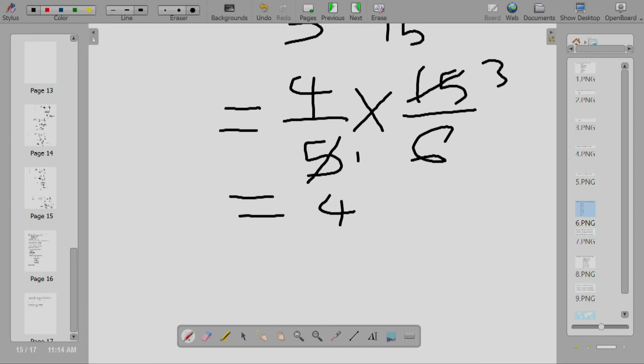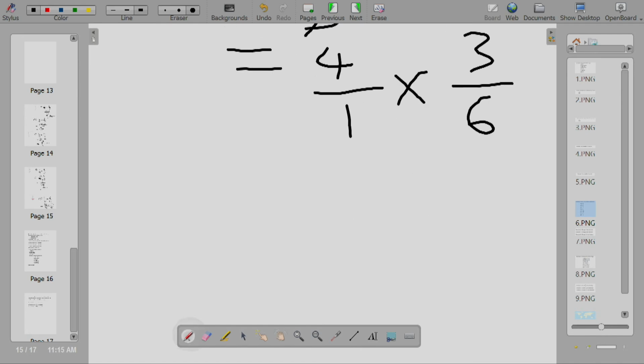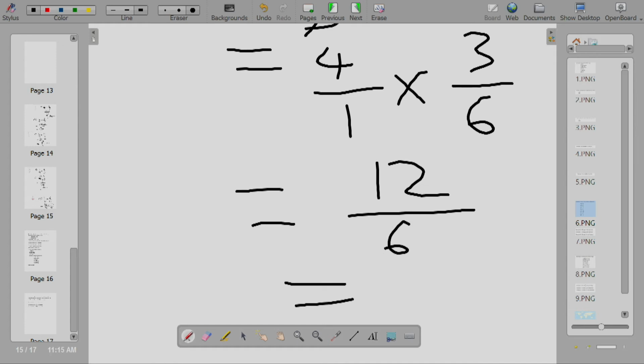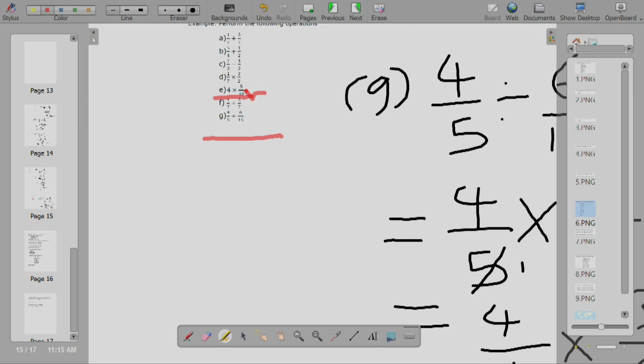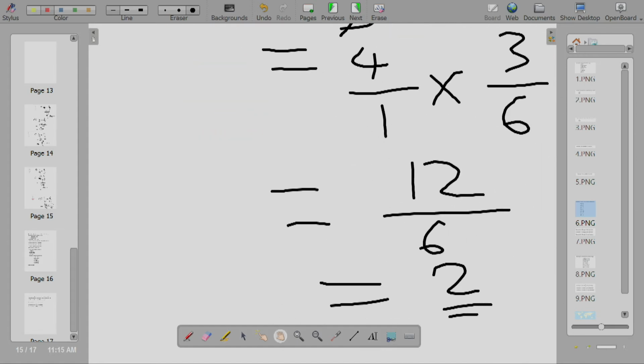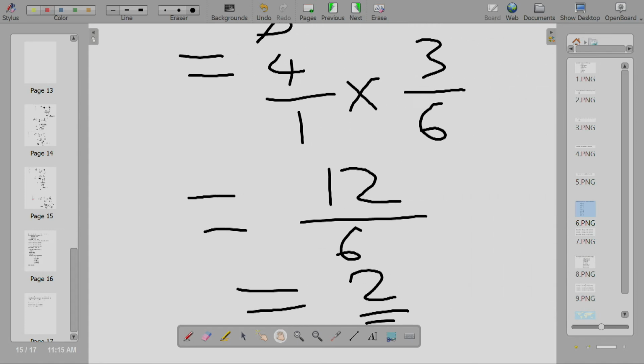So it will be equal to 4 over 1 times 3 over 6, which is 4 times 3 equal to 12, and 1 times 6 equal to 6. 12 divided by 6 gives 2. So if you divide 4 over 5 by 6 over 15, the answer will be equal to 2.